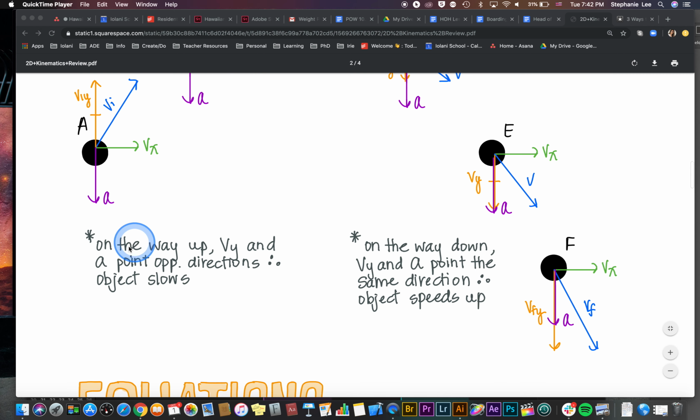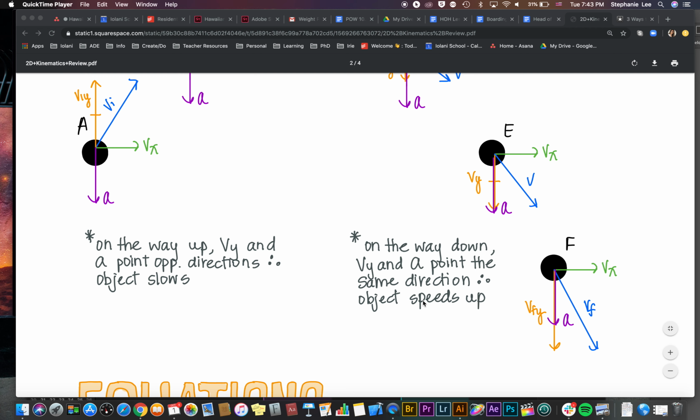And here we say on the way up, Vy and a point opposite directions. Therefore, that's what these three dots are. Therefore, the object slows. That's nothing new. You've seen that in one-dimensional motion when you throw a ball up and catch it in the same place. On the way down, Vy and a point the same direction, and therefore the object speeds up.